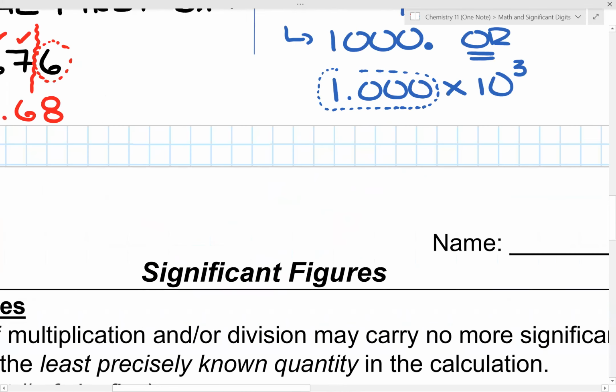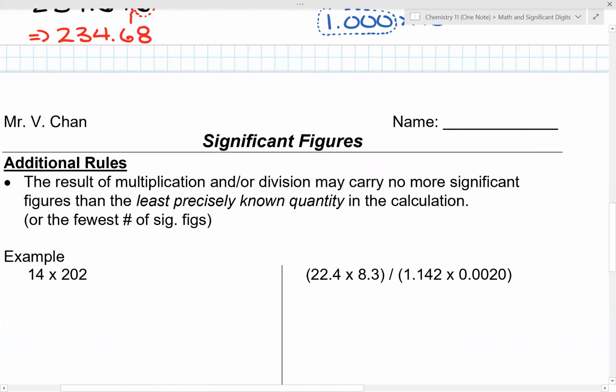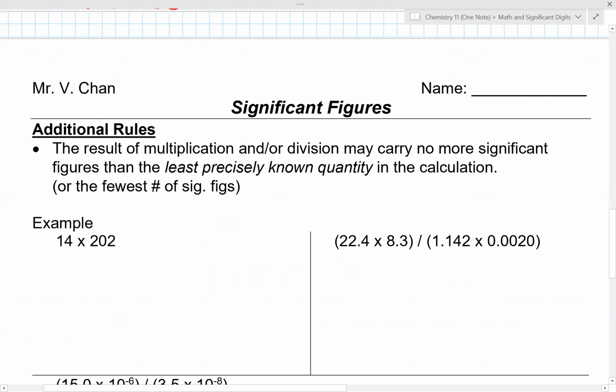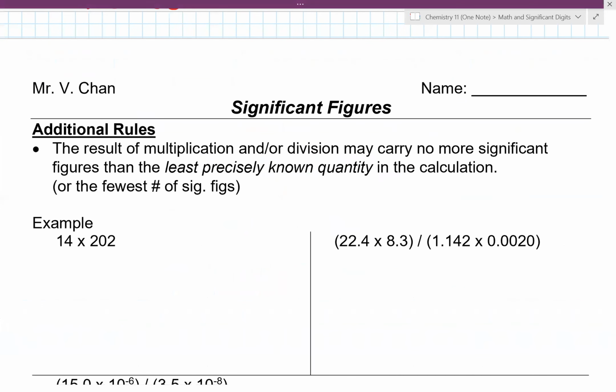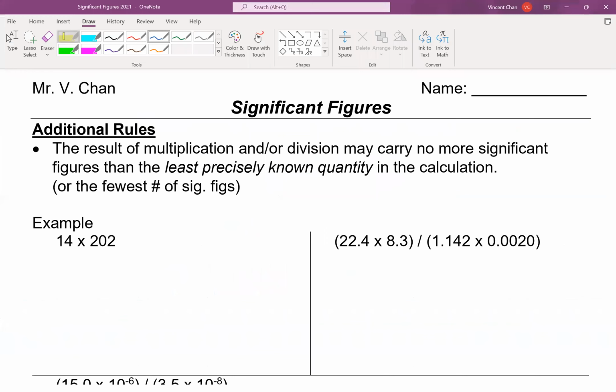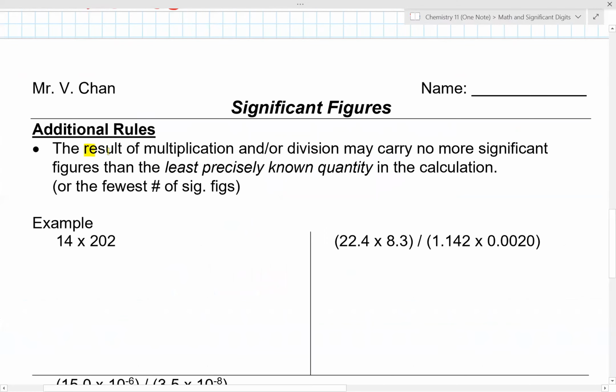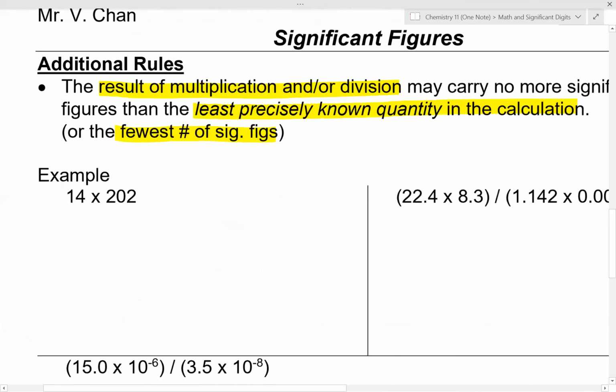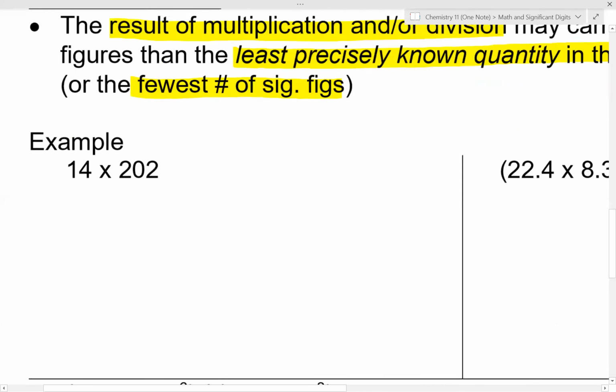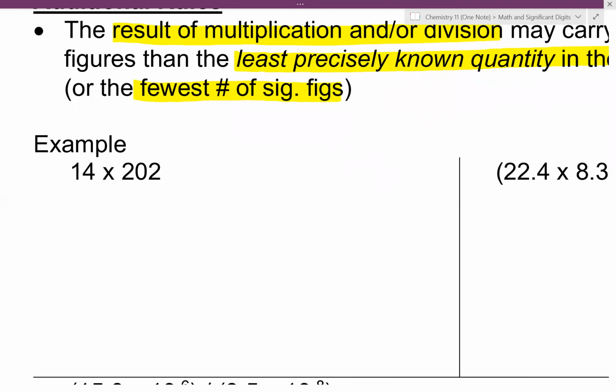Now, some general rules for sig figs when we multiply and divide. In this case, the result of multiplication and or division carries no more sig figs than the least precisely known quantity in the calculation, or the fewest number of sig figs. Now, I have 3 examples I want to give you. So example number 1 is this one here.